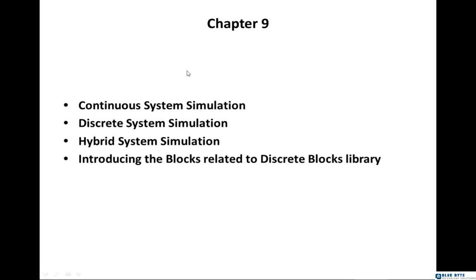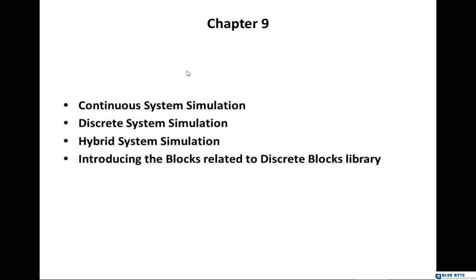In this chapter, we are going to talk about simulation of continuous, discrete, and hybrid systems. In chapter 3, we talked about continuous systems. Also, we have looked at some blocks and their applications. In this chapter, I want to do so for discrete systems. I want to show you some of the discrete library blocks. We will learn how we can use discrete systems in our simulations.